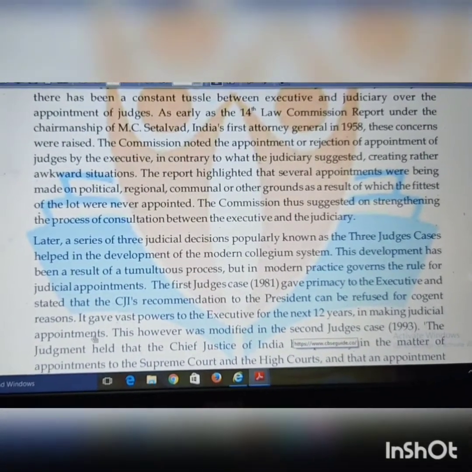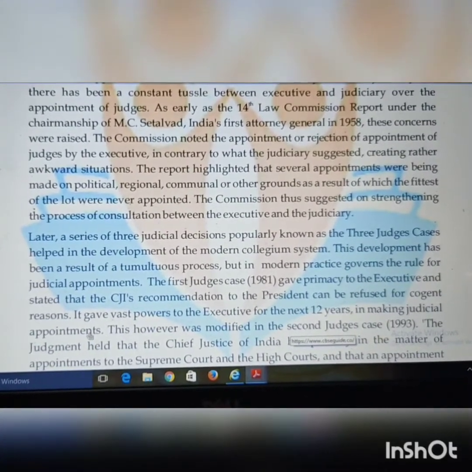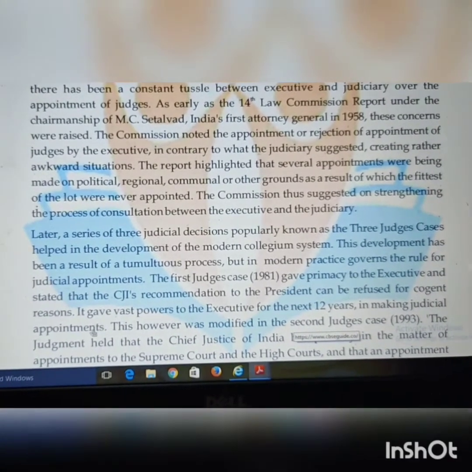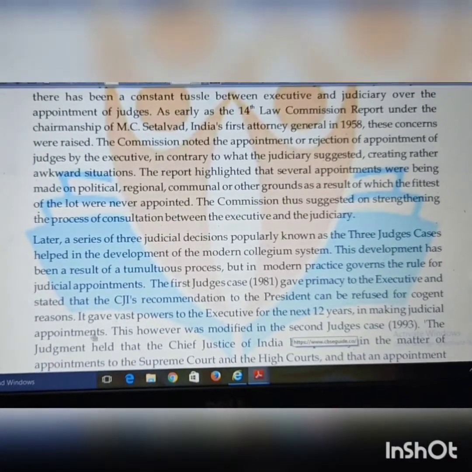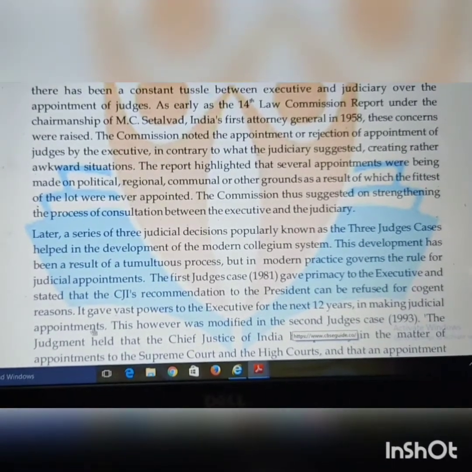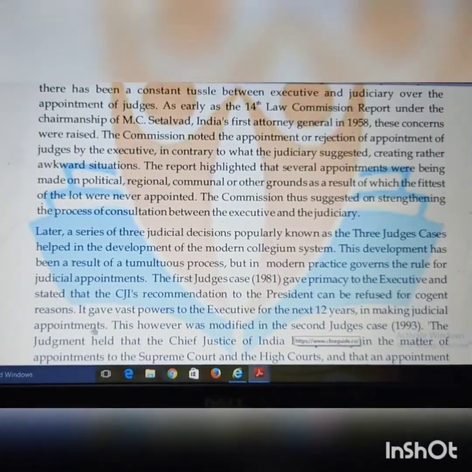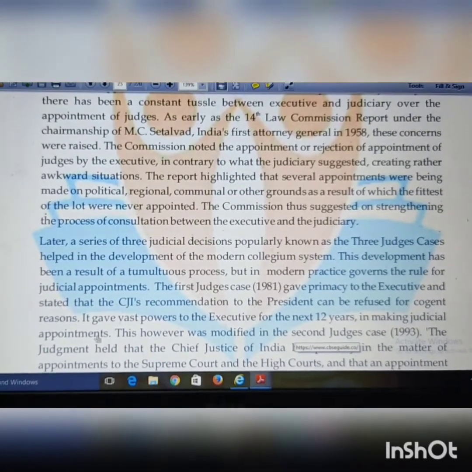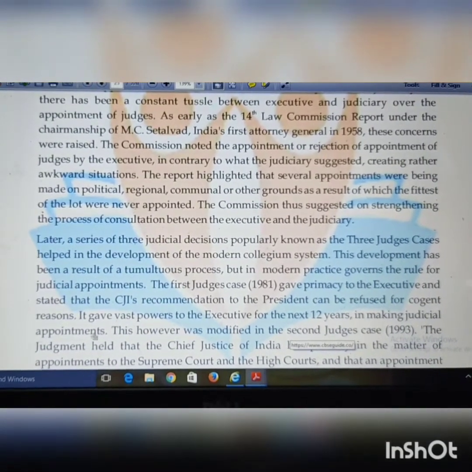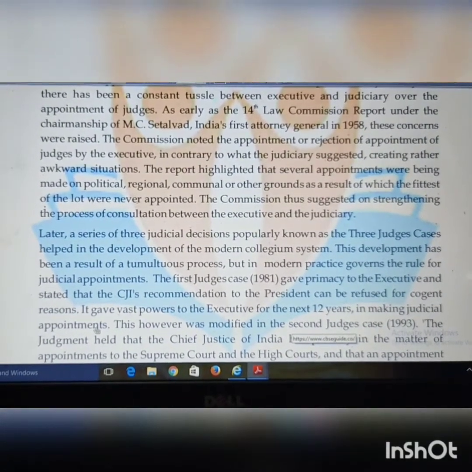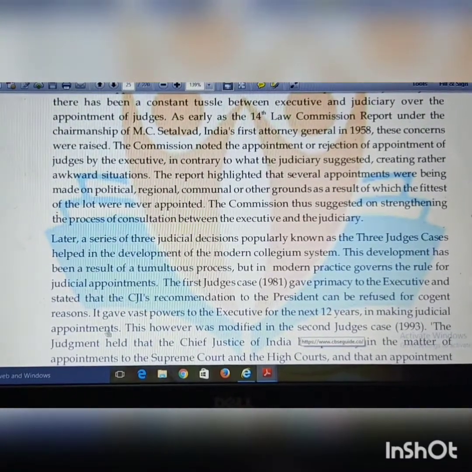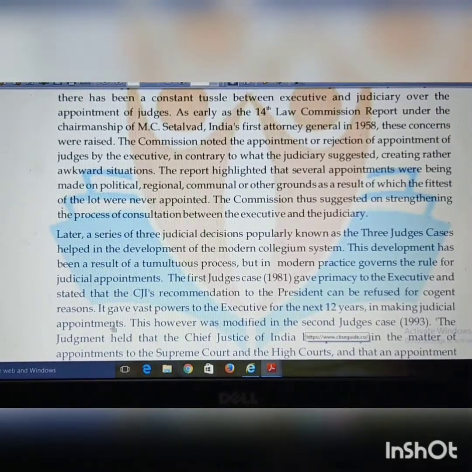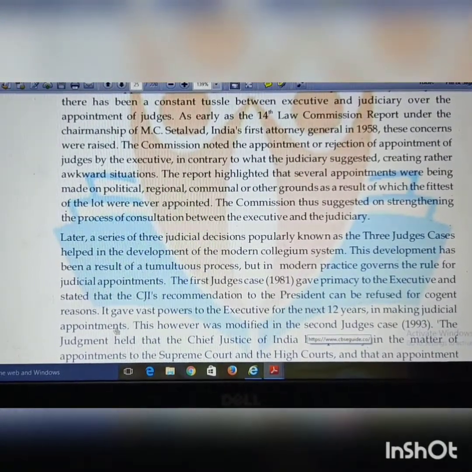So he considered these things, and there were some recommendations on the basis of these concerns which he gave. The commission noted the appointment or rejection of appointment of judges by the executive contrary to what the judiciary suggested, creating rather awkward situations. Means the commission had noted that appointing or not appointing judges by the executive is opposite to what the judiciary has said, and so there was another tussle.